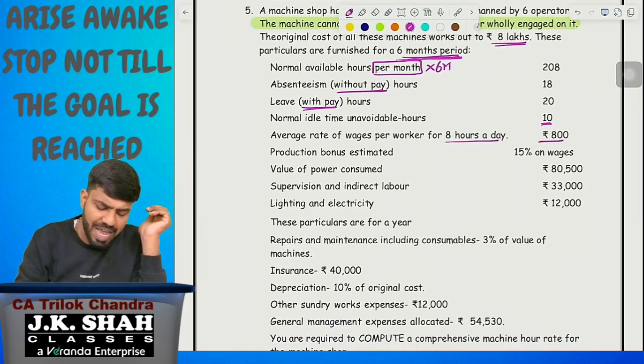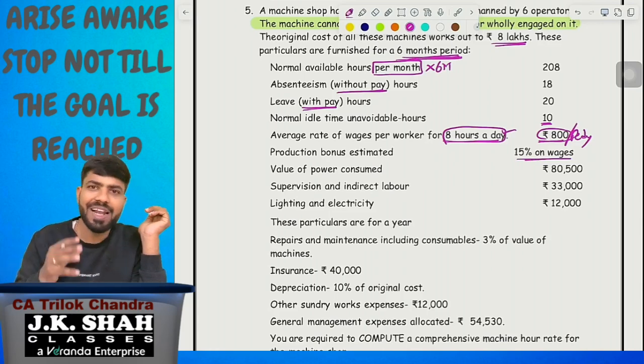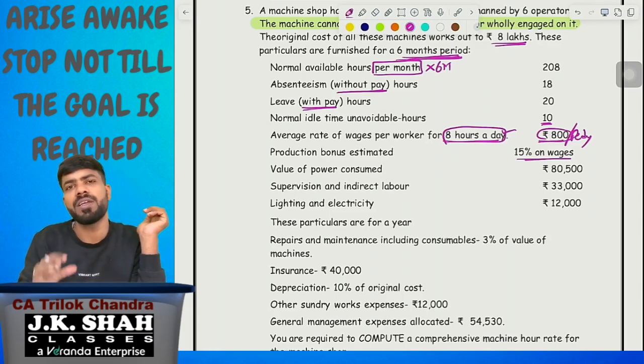Next. Average rate of wages per worker for 8 hours a day, 800 rupees. Look at this. Average rate of wages per worker for 8 hours a day. This 800 rupees is per hour or per day? See, this is for the 8 hours a day. That means per day. This 800 rupees is per day. Okay, next. Production bonus estimated 15% on the wages. We'll calculate the wages, and on that 15% is the bonus.